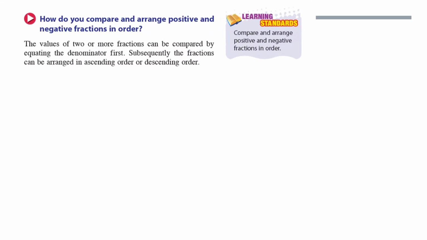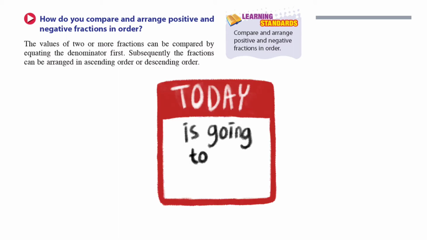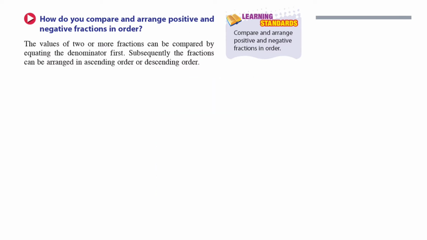How do you compare and arrange positive and negative fractions in order? In this subtopic, you will be able to compare and arrange positive and negative fractions in order. The values of two or more fractions can be compared by equating the denominator first. Subsequently, the fractions can be arranged in ascending order or descending order.